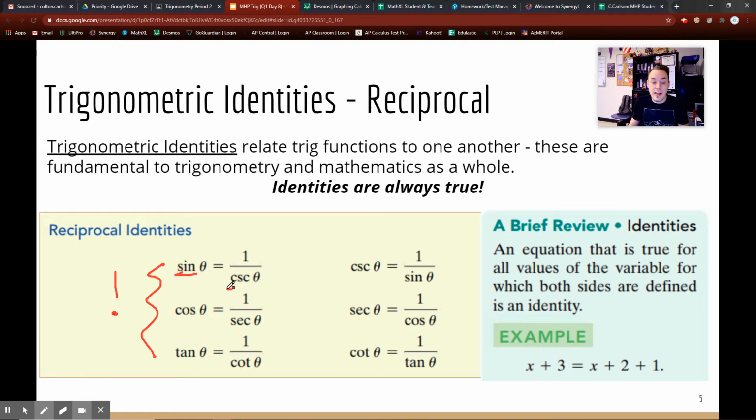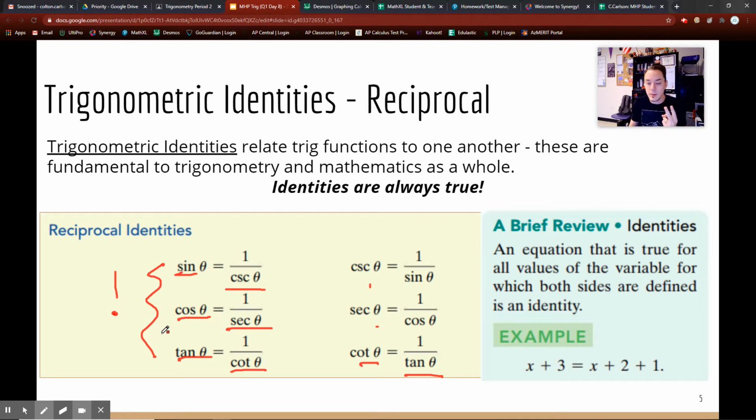Sine, the reciprocal of that is cosecant. Cosine, the reciprocal of that is secant. Tangent, reciprocal of that is cotangent. Cotangent, reciprocal of that is tangent, and so forth. Okay, so they do make sense. They are the reciprocal identities, and they're actually very, very easy to use.